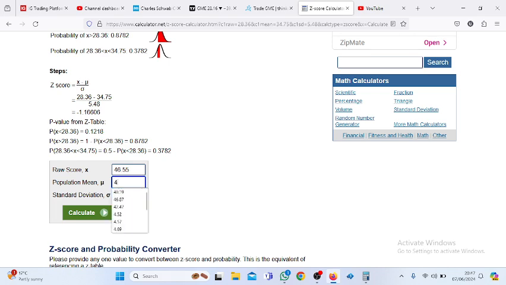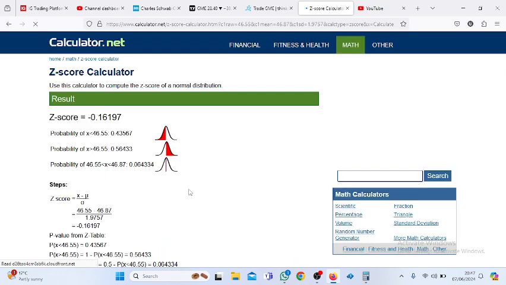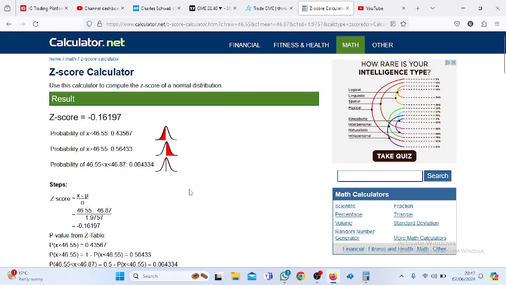a moving average of 46.87, and the standard deviation of 1.97, 1.9757. Yeah, what we got is the probability of it surpassing 46.55 is 56.44, so 56.433%.